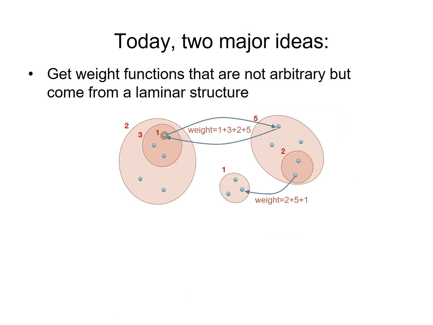Okay, so I will show you two major ideas that we use. So the first is that you're given edge weights that are totally general, totally arbitrary, and this is somehow why ATSP in general is hard. So in fact, we show that for free you can get weight functions that are not arbitrary, but they come from a certain laminar structure of sets. Okay, I will explain this in a minute.